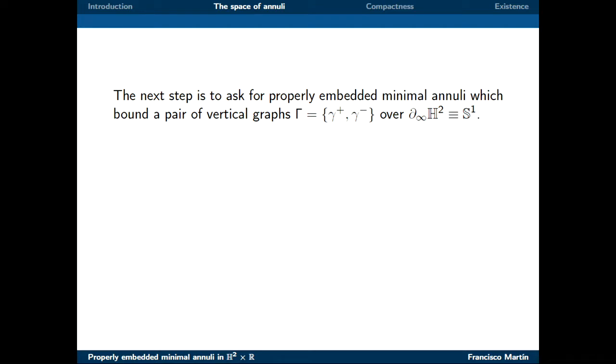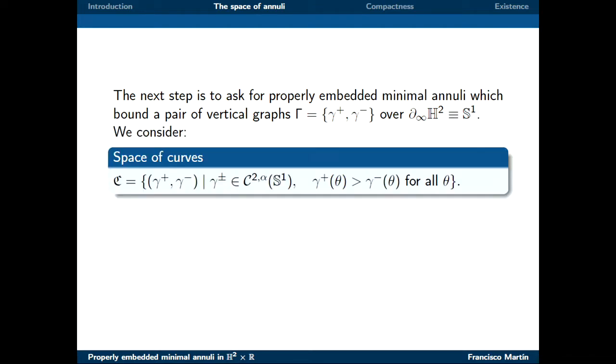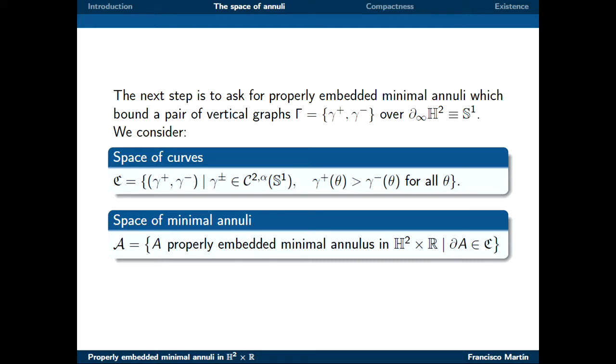So you consider two connected, not simply connected, but two connected minimal surfaces. So I'm going to denote Z as these pairs of curves. Well, I will assume along all the talk that the curves are of class C2 alpha at least. And then I consider the space of minimal annuli projecting over this space, so that the boundary is a curve in this space Z.